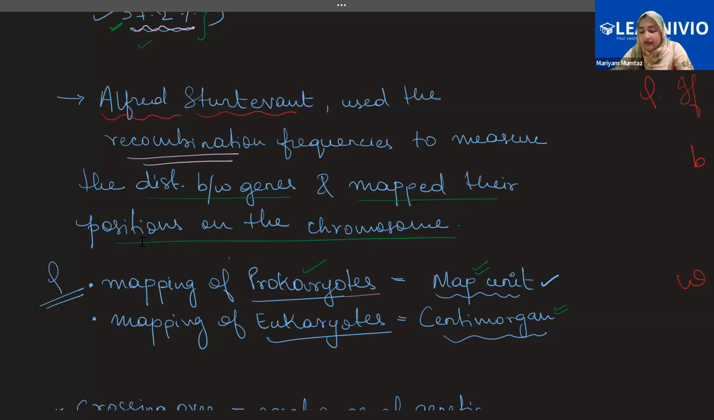Okay, if the frequency comes out to be higher than 25%, that means that there is the association of the genes on that particular chromosome. And always, as a rule, the tightly linked ones would show lesser recombination, the loosely linked ones would show more recombination.